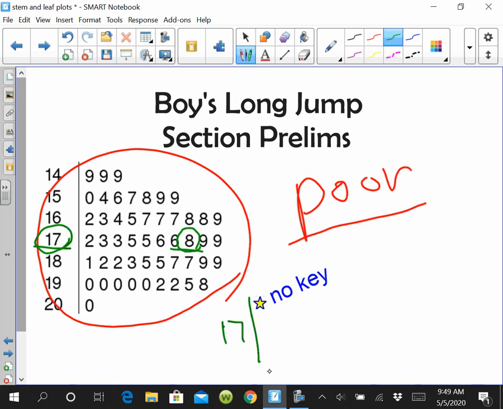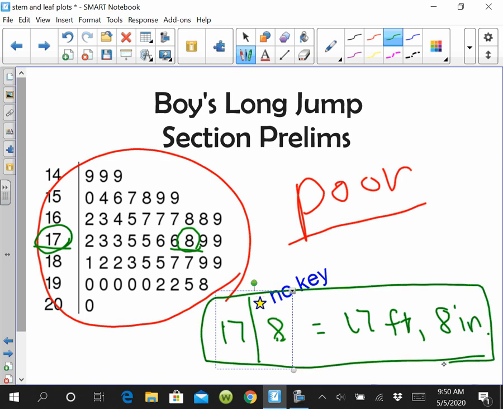I should see a key that says this: a stem number of 17 and a leaf of 8 means 17 feet, 8 inches. If I saw this key, then I would know what all of these other numbers mean, right? I would know that a stem of 14 and a leaf of 9 means 14 feet 9 inches. And I would actually know that 3 of these boys in the long jump jumped 14 feet 9 inches.